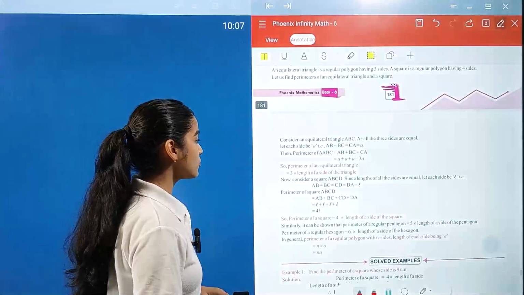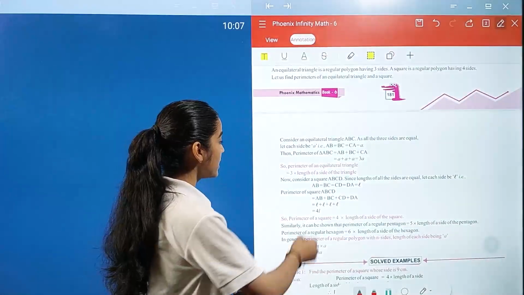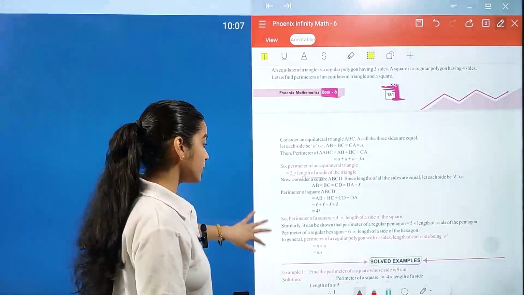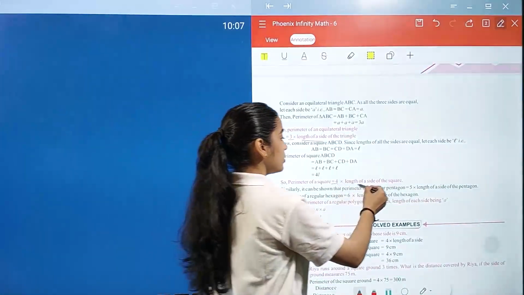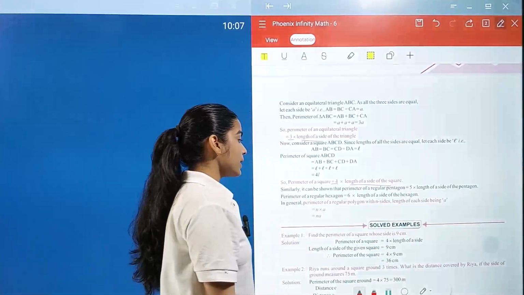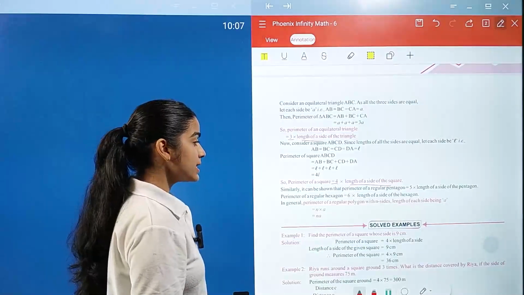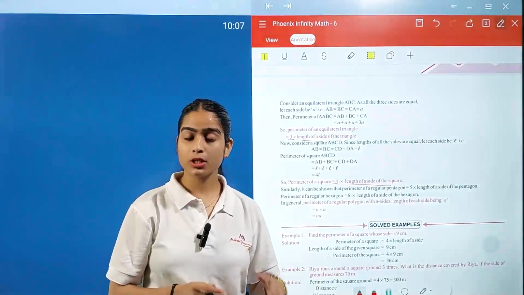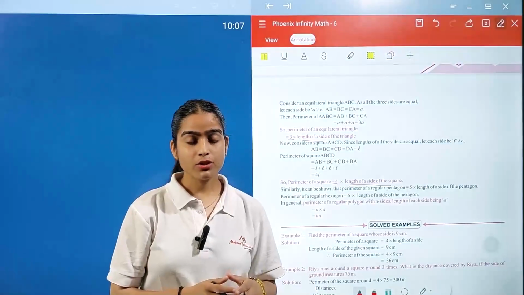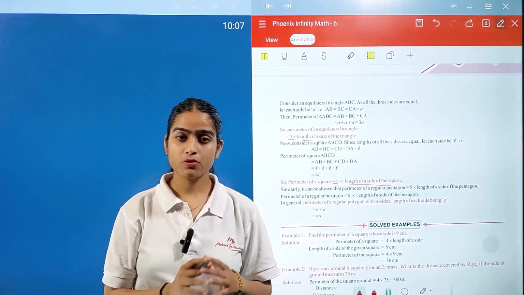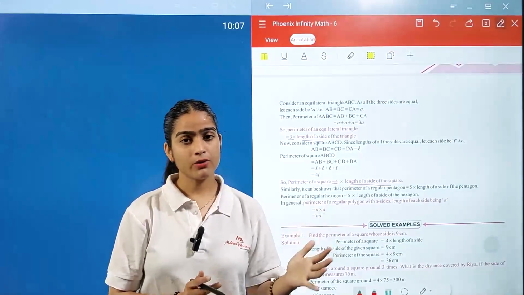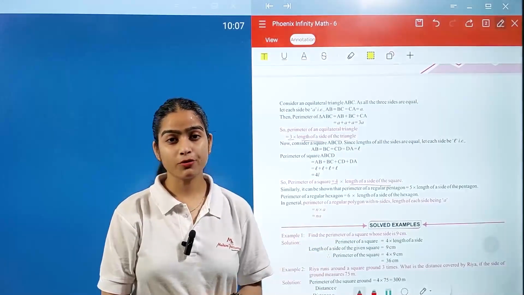Now we move forward. The perimeter of an equilateral triangle is 3 multiplied by the length of the side, and the perimeter of a square will be 4 multiplied by the length of a side. Next, the perimeter of a regular polygon with n sides, length of each side being a. A regular polygon means all sides are equal to each other and angles are equal to each other. So simply you take the number of sides, 5, 4, 3, and multiply it with the measurement of the side.